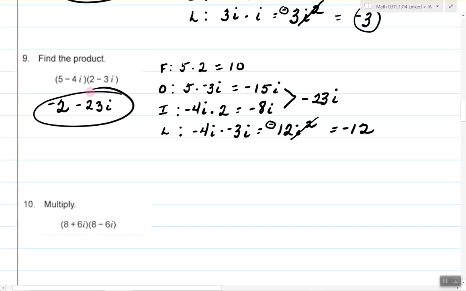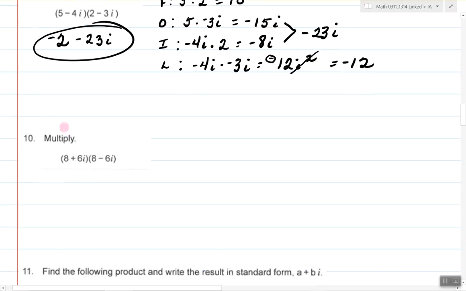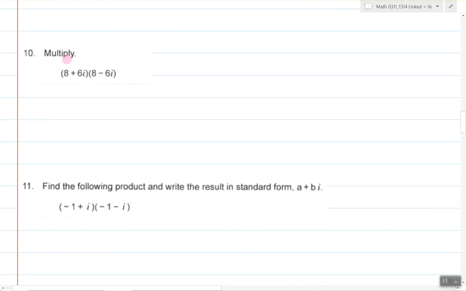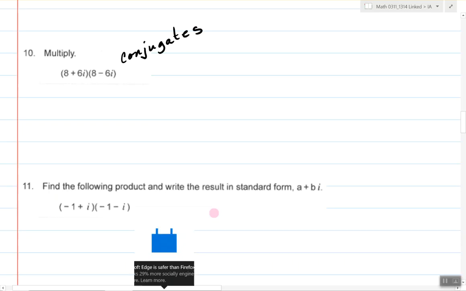All right, let's take a look at number 10. We have some more multiplication, but maybe you notice something. 8 plus 6i, 8 minus 6i, these are conjugates. And hopefully you remember that when you have a sum and difference product, which is conjugates, you need to multiply FOIL, but remember that the outers and inners are going to cancel out. So all you have to do is multiply the first.